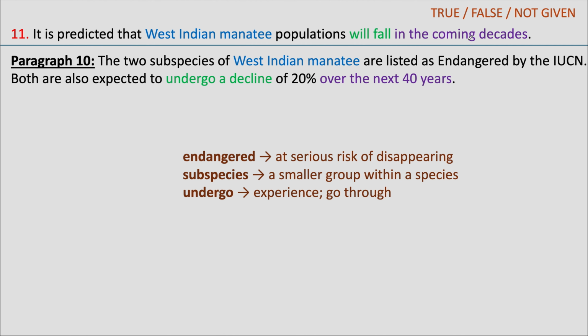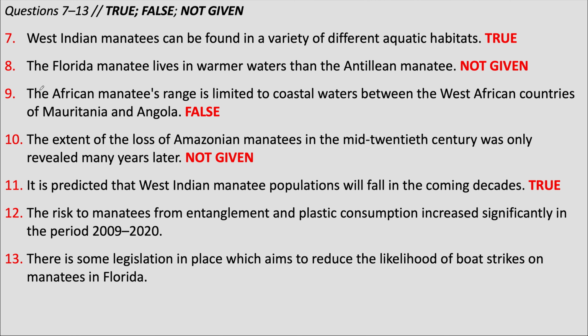Paragraph 10 says the two subspecies of West Indian manatee are listed as endangered, that is, they are at a risk of disappearing. Subspecies means two types of West Indian manatee. It then says both are expected to undergo a decline. Both means both subspecies of the West Indian manatee. This clearly matches the statement. The answer to question 11 is true.